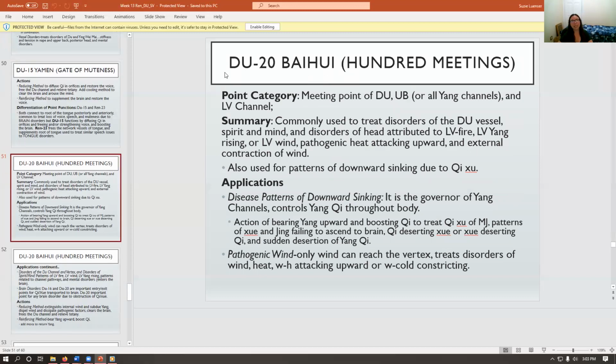Next up is DU 20. DU 20 being the meeting point of the DU, all the yang channels and the liver channel, because remember, the liver channel goes to the vertex. So this is commonly used to treat disorders of the DU vessel, also liver issues that are flaring upward, whether it's fire or yang rising or wind. This point is also commonly added to point combinations to treat sinking due to qi deficiency. So any sort of prolapse or sinking, we're going to throw DU 20 in there as a branch point.